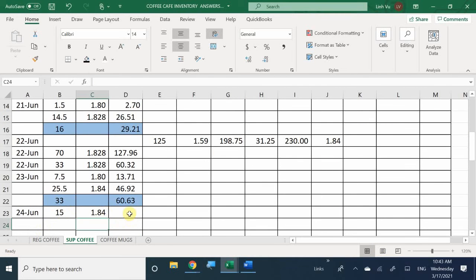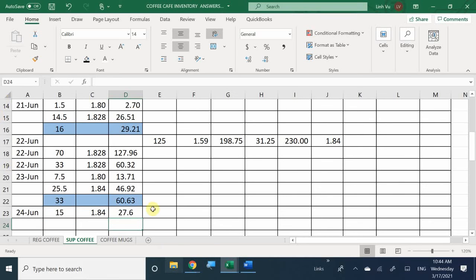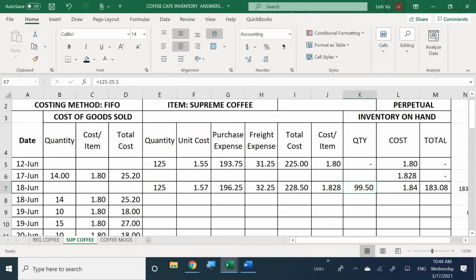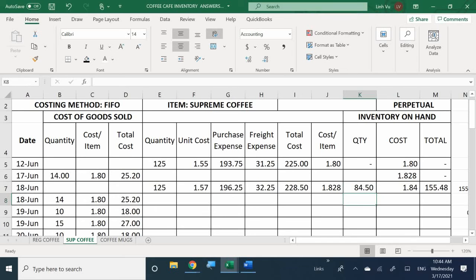Okay. 27. Okay, hold on, let me do my formula real quick. $27.60. And then I'm gonna edit this information right here. So if we had 99.5 and we subtracted 15 pounds, how much should I have left? 84.50. Okay, I have 84.50 and I have 155.48.